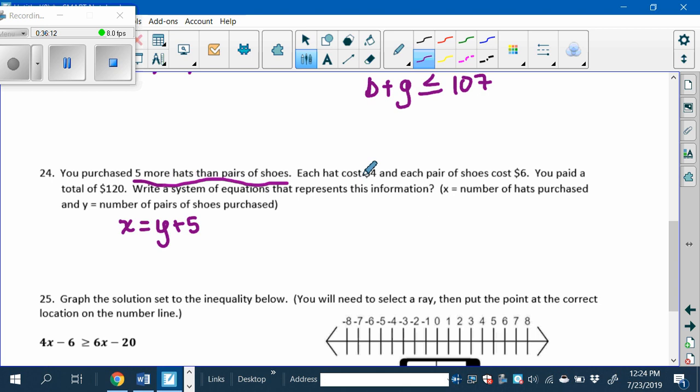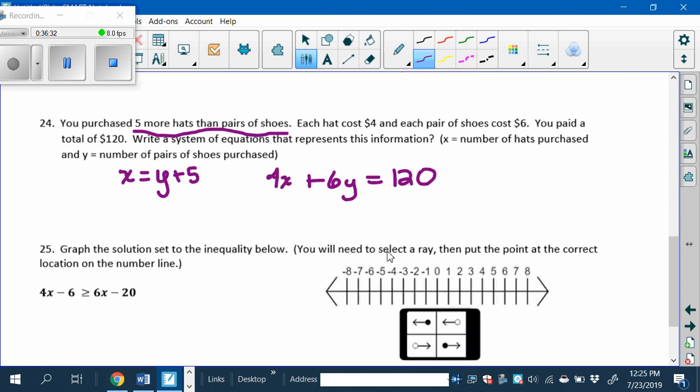Okay? And then anytime you have a cost problem, remember that's going to be the cost of the hat, or x value, plus the cost of whatever the y value is equal to the total amount of money spent. So those are your system of equations. We don't have to solve it, so here we go.